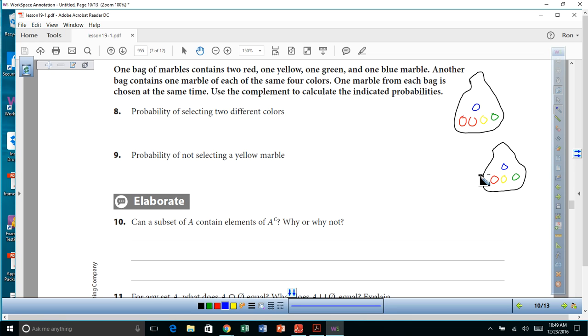Now, use the complement to calculate the indicated probabilities. Okay, let's do that. Probability of selecting 2 different colors. Well, so the complement will be selecting the same color. Let's see, the complement would be selecting the same color.